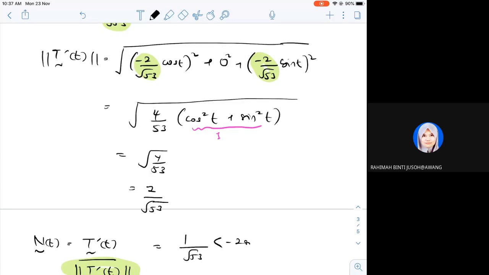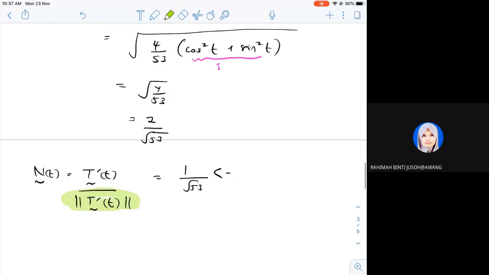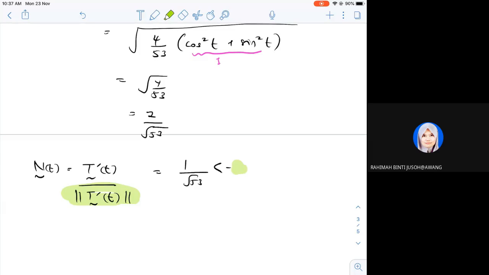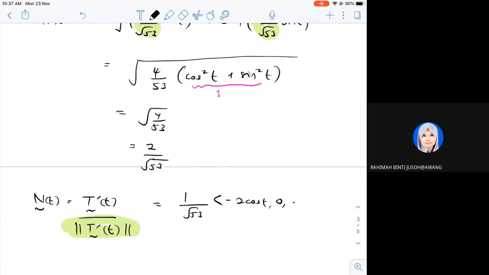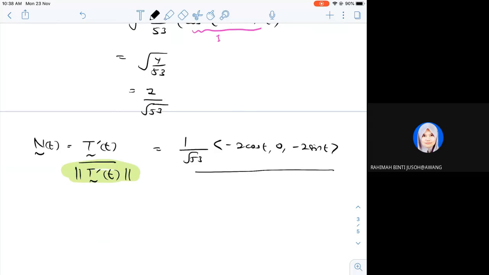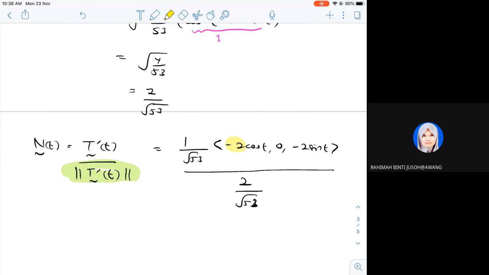This one, right? Okay, so negative 2 cos t, zero, and then negative 2 sin t. Okay, divides by 2 over square root 53. If you notice here, guys, listen here carefully. If you notice here, this also 2 over square root 53, right? This one also negative 2 over square root 53, right?